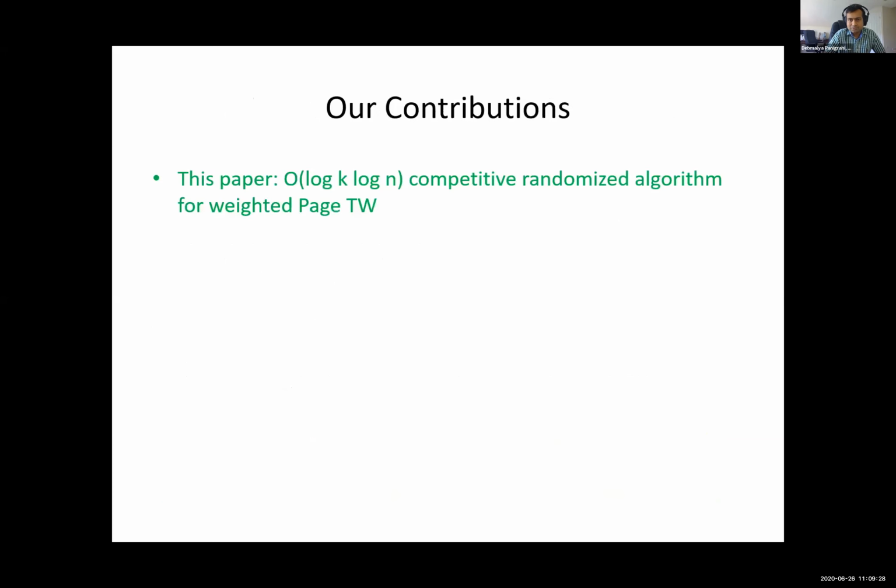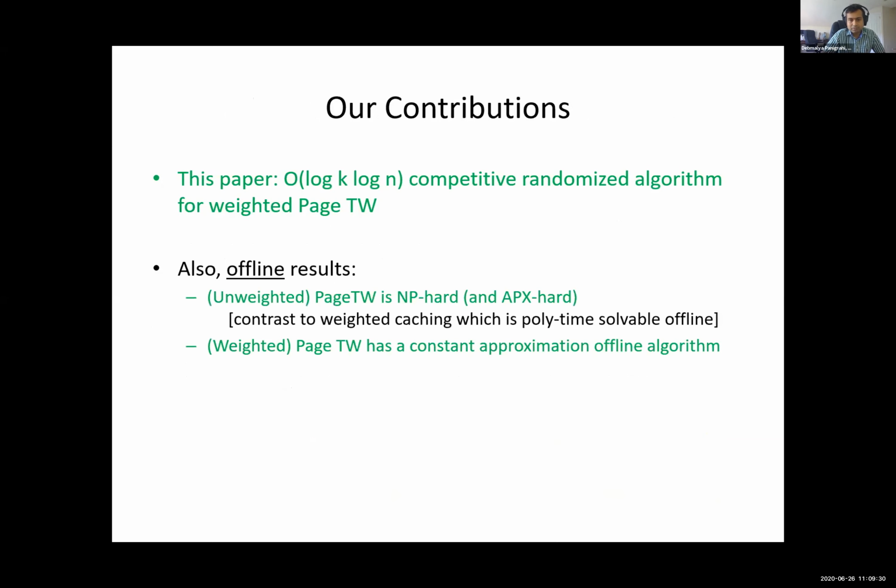So in addition to this result, we have some other results in this paper. We show that for the offline version of this problem, i.e., if all the requests are known up front, then the problem is NP hard, and in fact also APX hard, which is in contrast to weighted caching in the standard model, which is polynomial time solvable. And we complement this hardness result by giving a constant approximation offline algorithm for this problem.